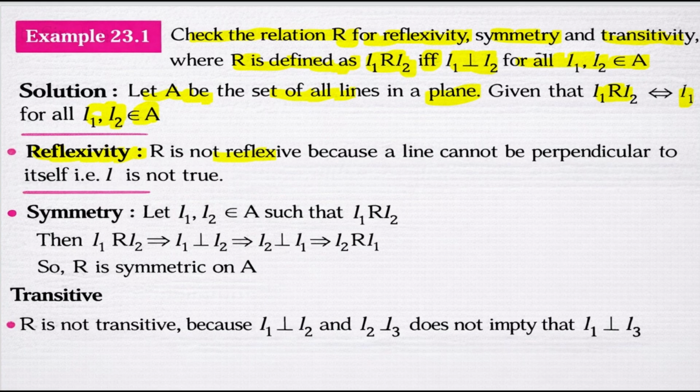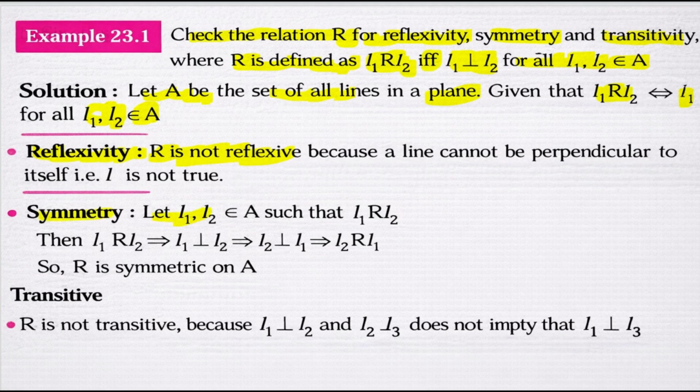It is not reflexive, because any line we take in the plane is parallel to itself, not perpendicular. That's why the relation R is not reflexive. Look at any line in the plane: it is parallel to itself, but it is not perpendicular. That's why it is not a reflexive relation. Now check the symmetry.